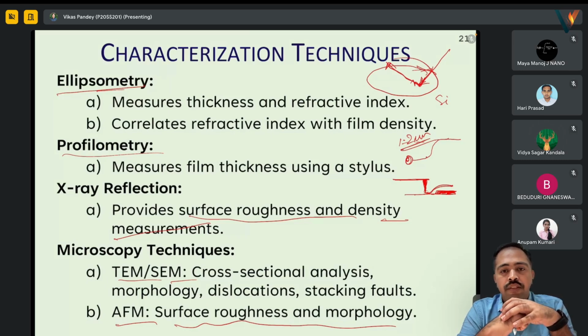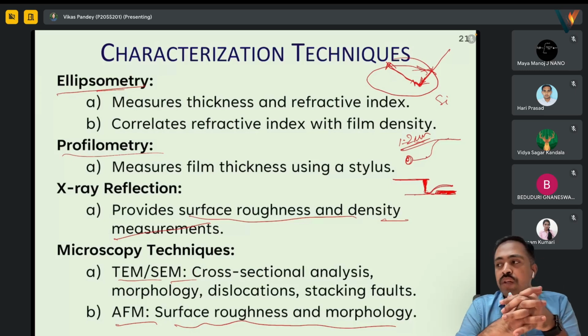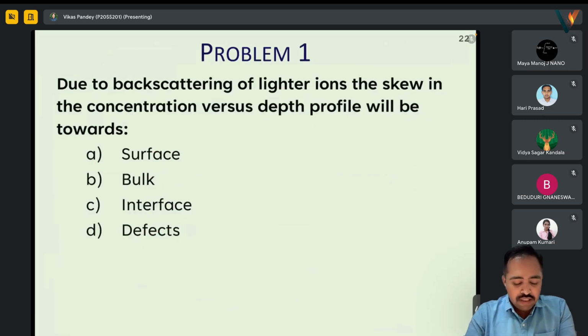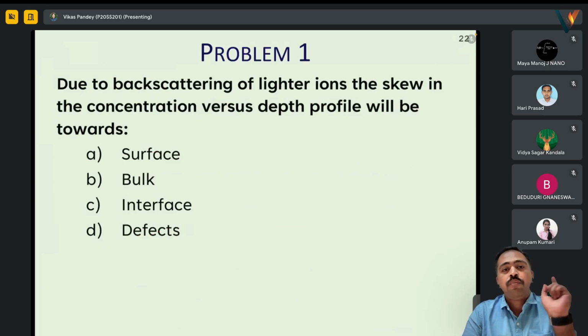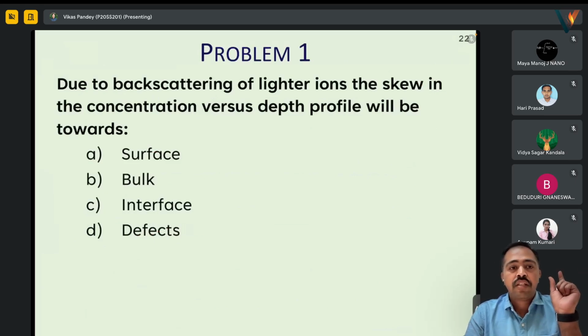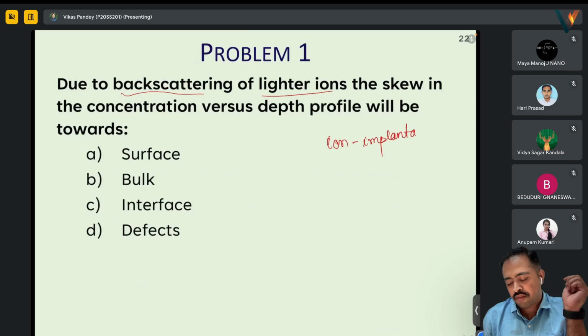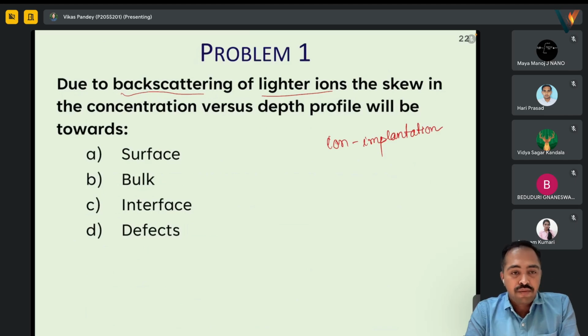Fine. Any other questions? Okay, sir. Thank you. Okay. So now let's move to questions, and I hope you all will answer. Let's start with problem one. Due to backscattering of lighter ions, the skew in the concentration versus depth profile will be towards surface, bulk, interface, or defects. Remember, it is backscattering of lighter ion. We are talking about ion implantation, right?